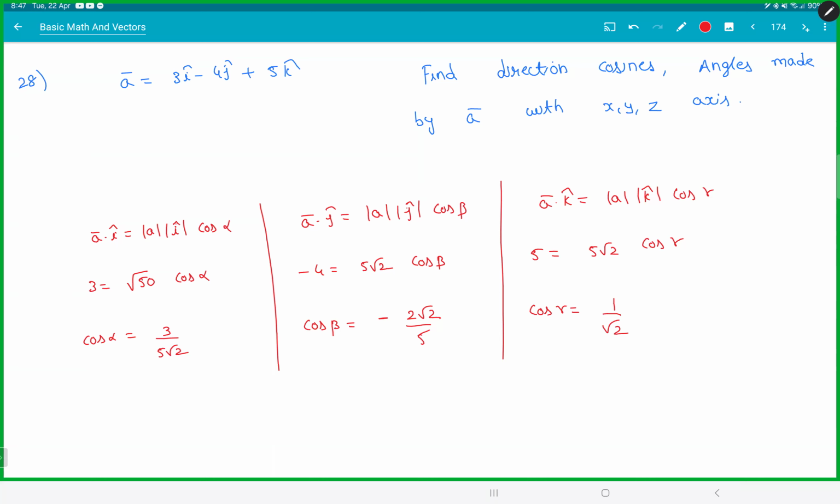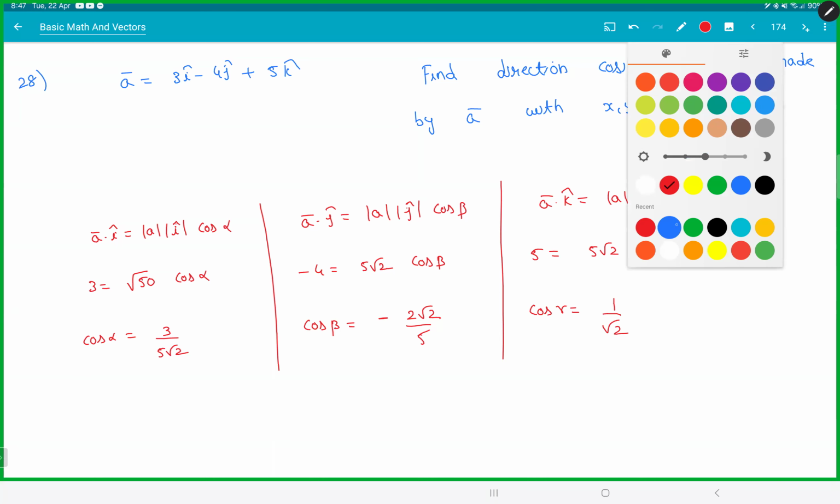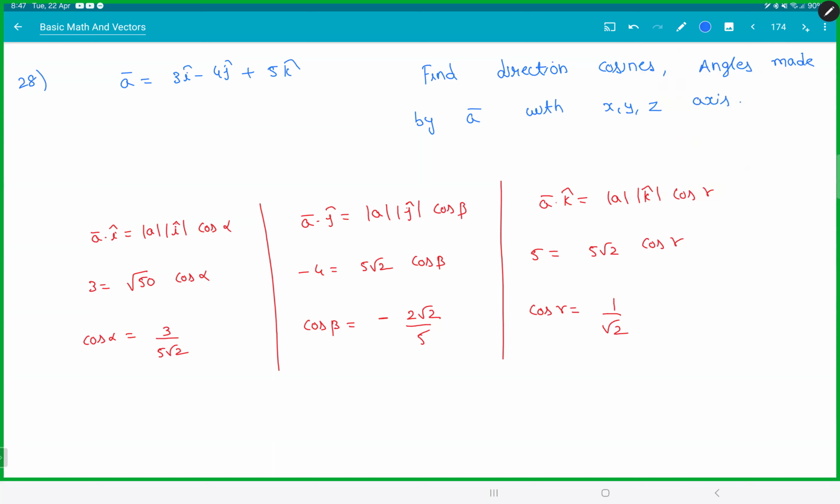Easy, everyone? That's it. So direction cosine questions as such, it is just a mathematical concept.